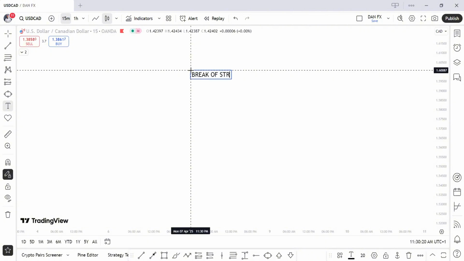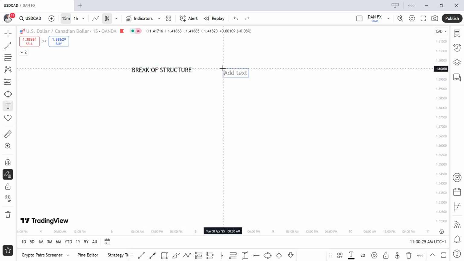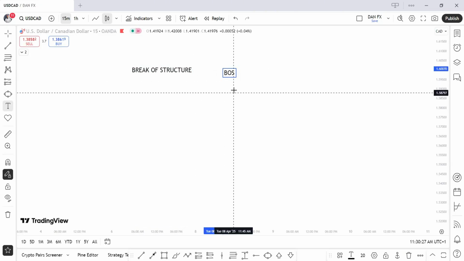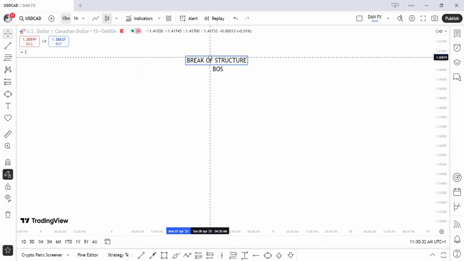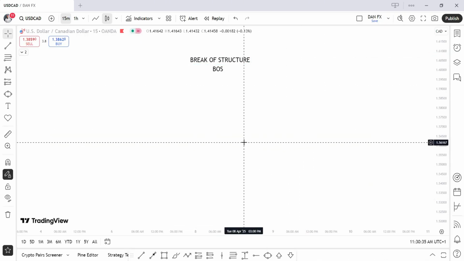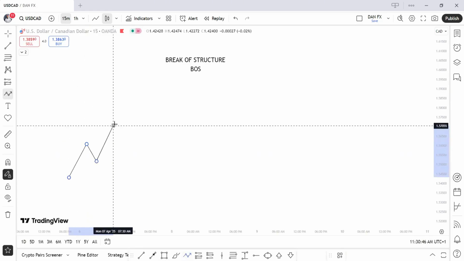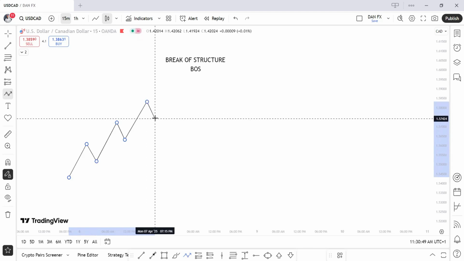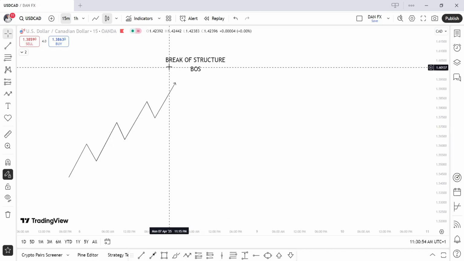Break of structure. Sometimes you might see this represented as an abbreviation, BOS, break of structure, right? So what exactly is a break of structure? Break of structure is basically when the market shifts from one structure to another. Let's say price is in an uptrend, giving you higher highs and higher lows. If price is going to change to a downtrend, then you're going to see a break of structure.